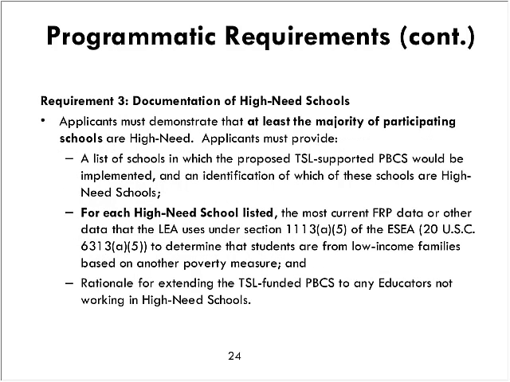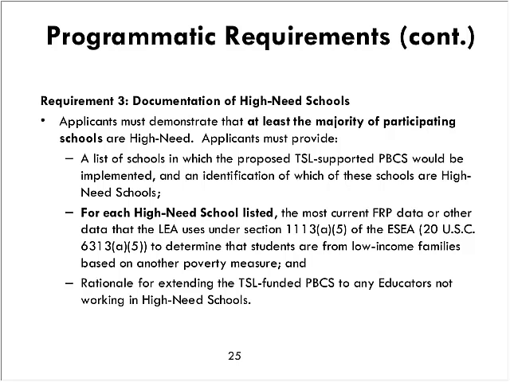All right, and so the third programmatic requirement is documentation of high-need schools. As we already went over in the definition of a high-need school, it's a school whereby 50% of the students are classified as low income per free and reduced poverty data. But you're going to have to document that as well.